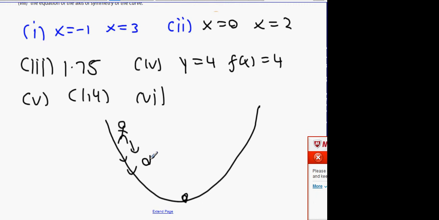Decreasing. You're decreasing because your y value is getting smaller, and on your way up, increasing. Think of it like hiking, and the higher up you are, is increasing. If you're going down, you're decreasing. Back to the question at hand.